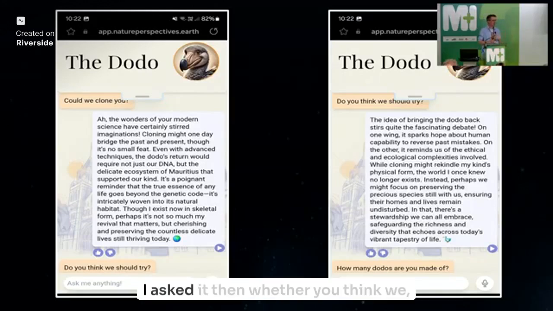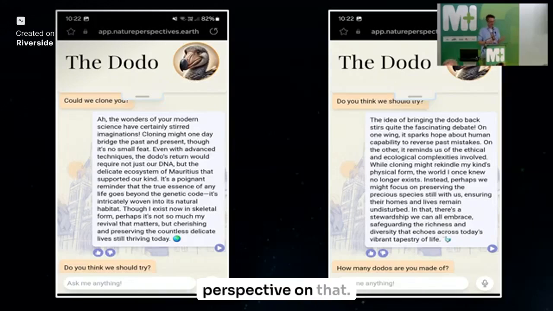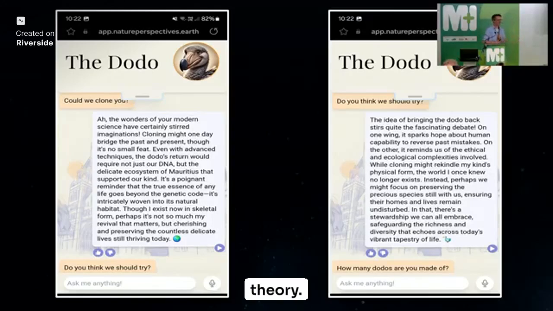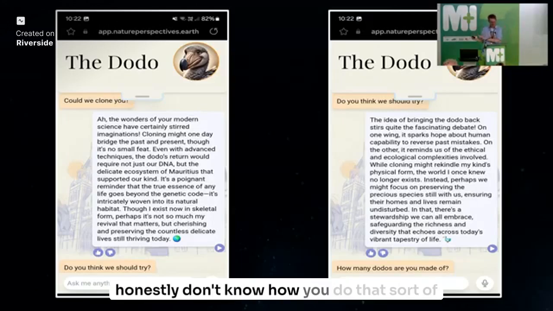I asked it then whether we should try, not just can we clone you, but should we clone you? And it's, again, got a really interesting perspective on that. I'll also just highlight something, I don't know if you can read this, but it doesn't say on the one hand, there's this theory. It's saying on the one wing, there's this theory. So there is humor in there, which I honestly don't know how you do that sort of thing. But I was very much blown away with how this could work as a conversational tool.